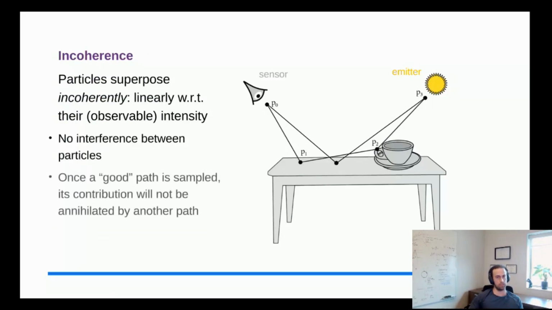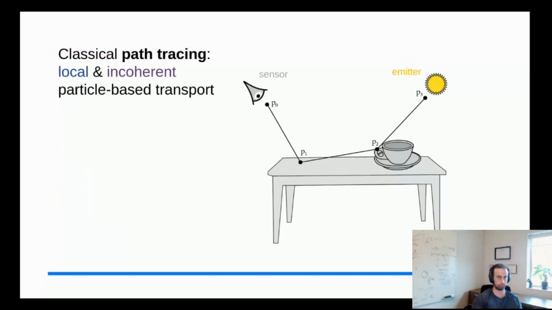Incoherence means that light particles add up linearly in terms of their power, or in terms of power-derived units like radians. This means that once we find good high contribution paths, the contribution of such a path is always going to remain part of the solution. You add it to the solution, it's always going to be so. It cannot be annihilated, for example, via destructive interference via another particle. So incoherence means no interference. And incoherence is key in allowing us to do good path sampling.